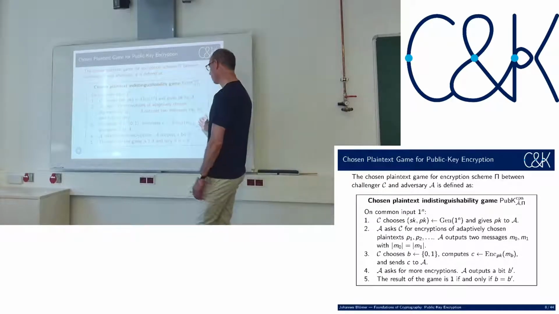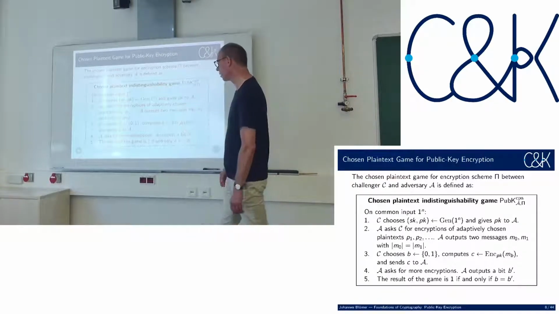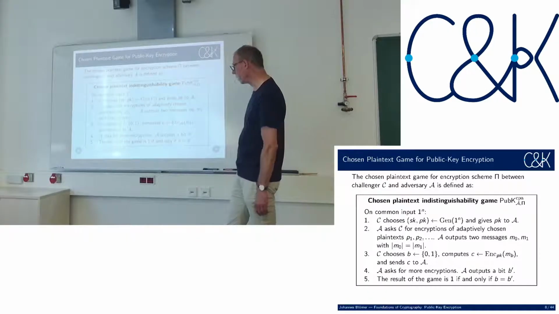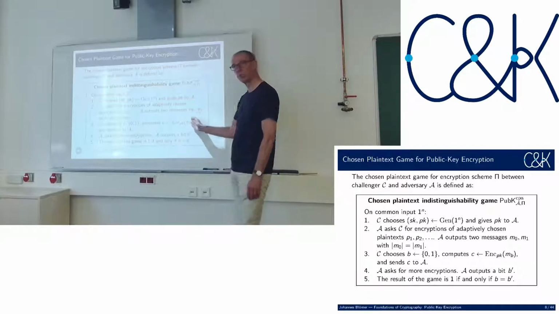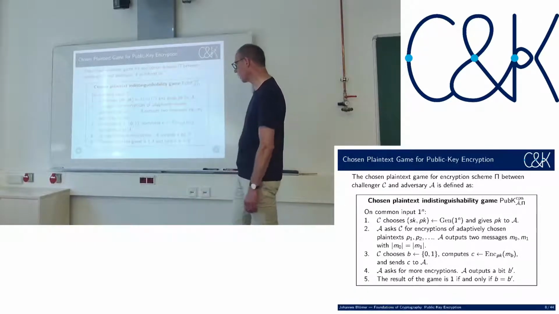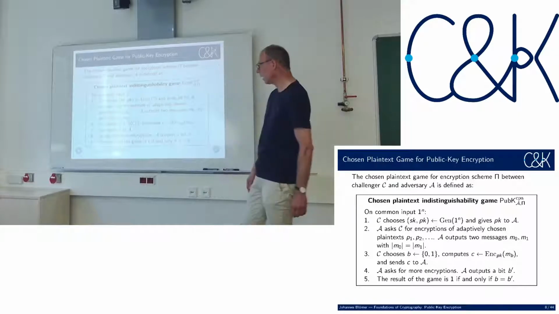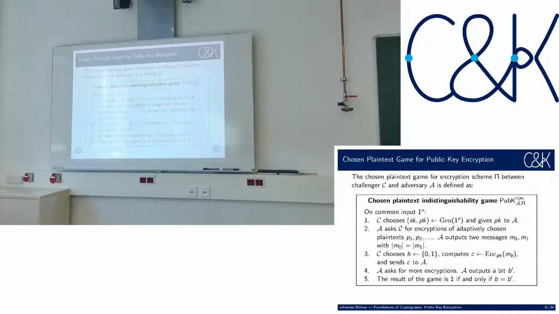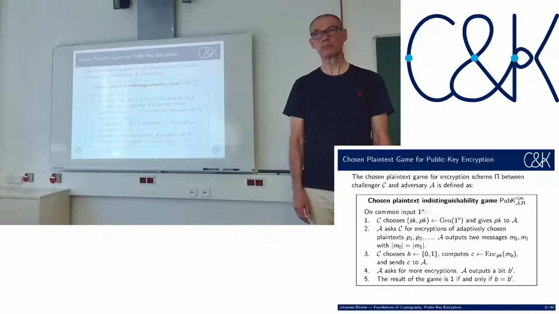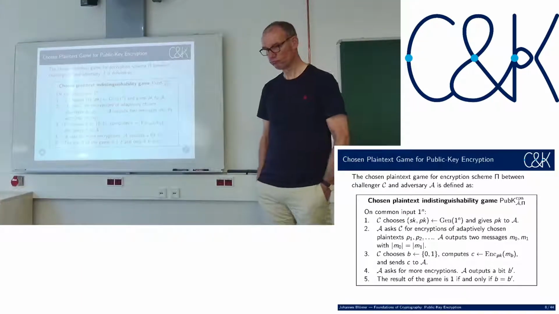And eventually A outputs 2 messages as before, of the same length. B chooses the bit uniformly at random and computes the ciphertext of the corresponding message and sends C to A. A asks for more encryptions. A outputs a b prime. And the result of the game is 1 if and only if b is equal to b prime. Good.